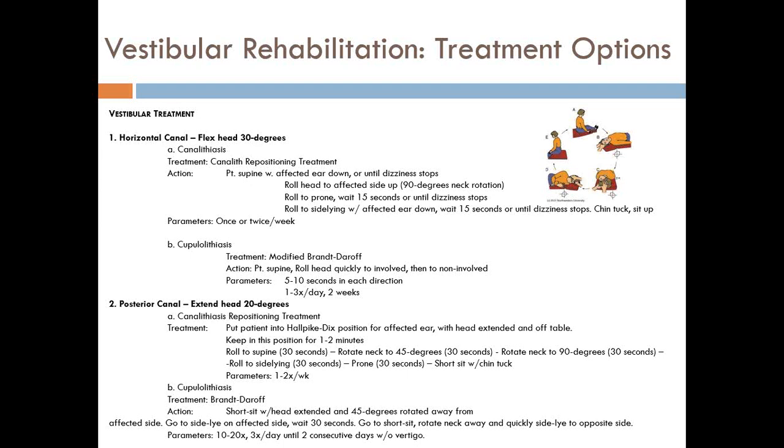For cupulolithiasis, if it's affecting the posterior canal, you can have the person sitting in a chair or sitting on the edge of a bed, extend their head by about 20 degrees, and rotate 45 degrees away from the affected side. Go to side lying on the affected side. So let's say my affected side is my right, so I've turned to the left. I'm looking left, and I'm going to lie down on my right side, and I'm going to wait 30 seconds. Then I will sit back up, turn my head away, and quickly side lie to the opposite side. So what I'm doing is I'm trying to bias the posterior canal and shake it up, unstick those hairs.